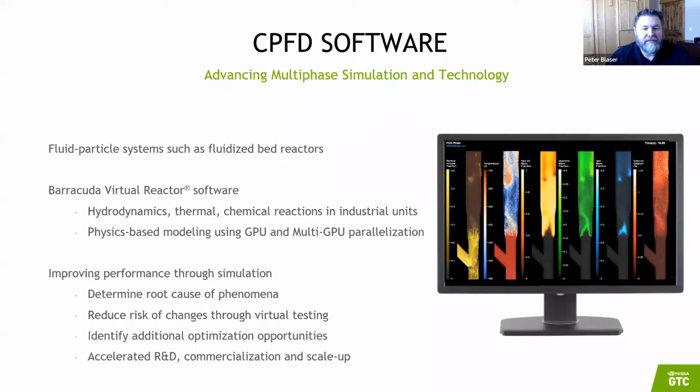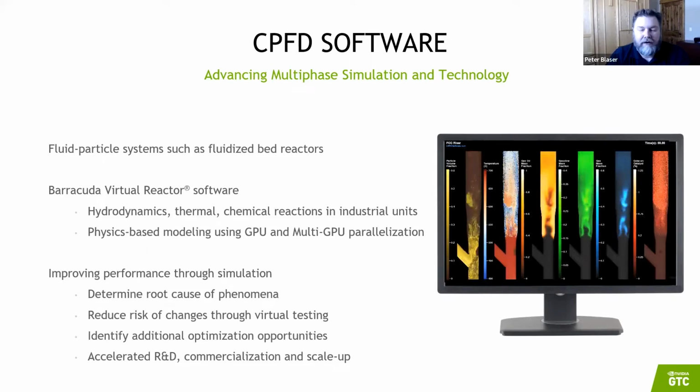So a bit about us here at CPFD Software. We're advancing multi-phase simulation and technology for fluid particle systems. These are systems like fluidized bed reactors, and I don't actually expect most people here to know what those are. But no, they're used everywhere. And we'll talk about that in a moment.